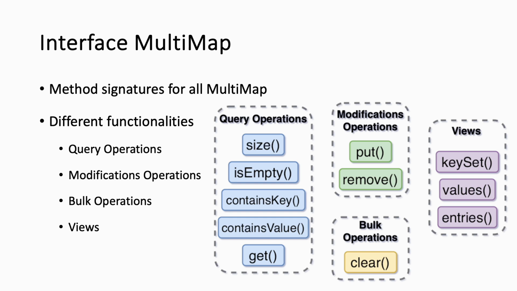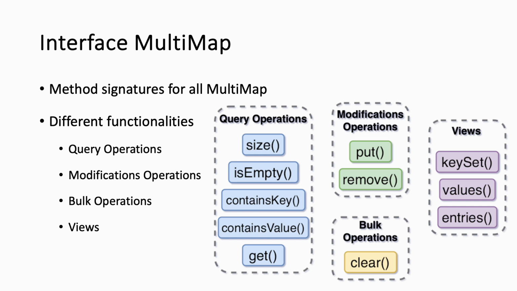Next, we will discuss the implementation details of the MultiMap interface in the hierarchy. The interface provides us with some basic method signatures which are used for performing different operations on the MultiMap. These operations include querying operations, modification operations, bulk operations, and views. The interface itself sets the foundation for different MultiMap implementations.